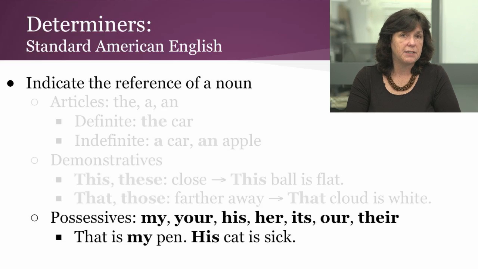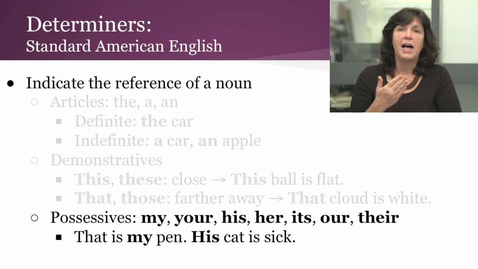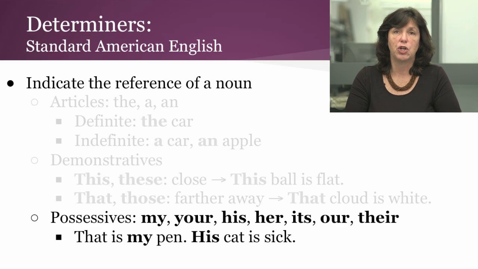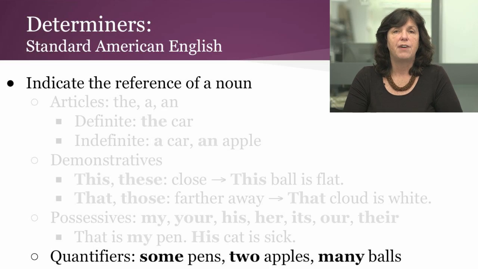We also have possessive determiners, which attribute a noun with possession, such as my, yours, his, hers, its, our, and their. Some examples of possessive determiners would be that is my pen, or his cat is sick. Finally, we have quantifiers, which refer to the number of something. They include some, many, much, a lot of, and a little of, to name just a few.